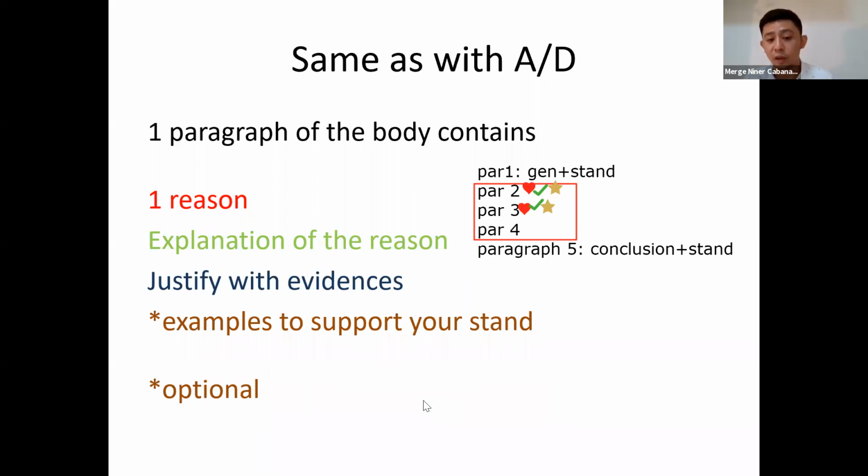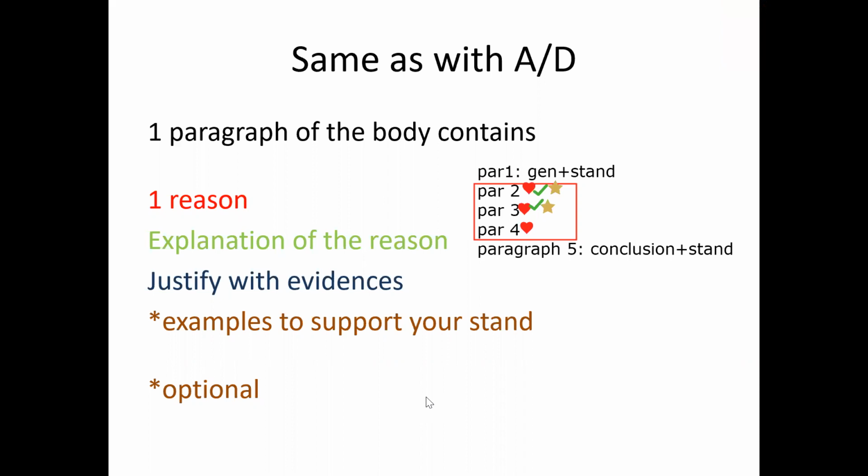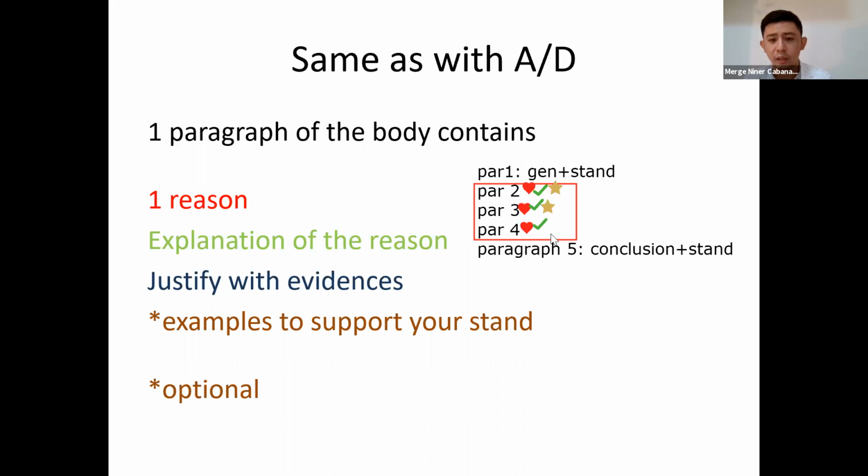But in your paragraph 4, if you only have one reason and one explanation, but you no longer have evidence, so be it. You don't have evidence, that's fine. Your paragraph only contains one reason, one explanation. So examples to support your stand will be completely optional though. But in the entire essay, there should at least be one example.